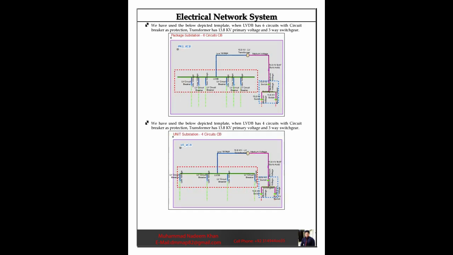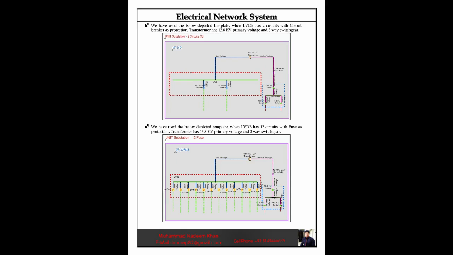We have used the below depicted template when LVDB has 6 circuits with circuit breaker as protection, transformer has 13.8 kV primary voltage and 3-way switchgear. We have used the below depicted template when LVDB has 4 circuits with circuit breaker as protection, transformer has 13.8 kV primary voltage and 3-way switchgear.